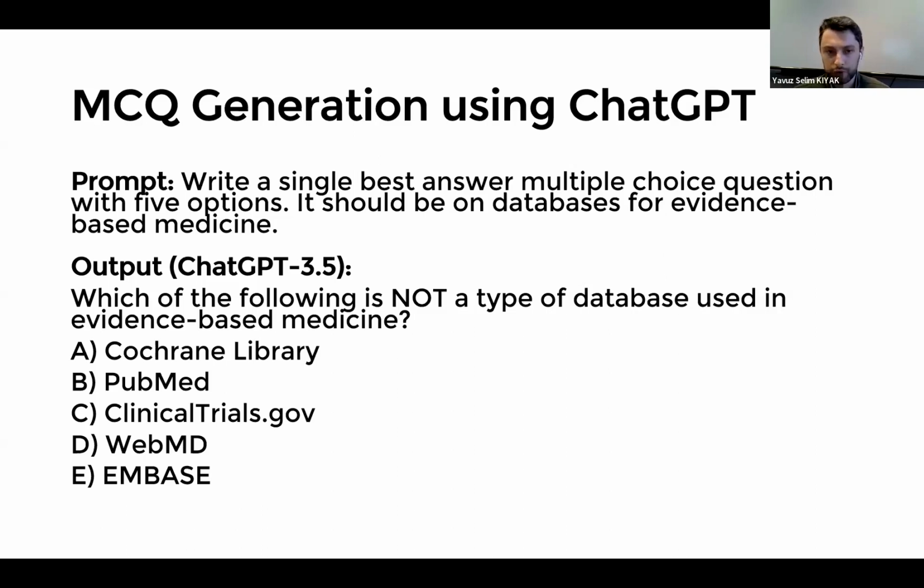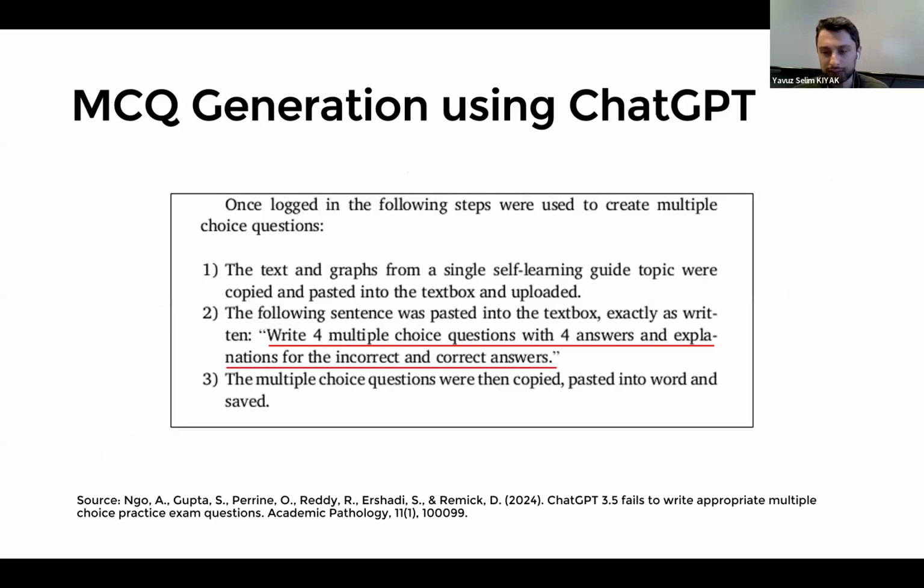Why did we use this prompt? It is because it was in the early months of ChatGPT. Prompt engineering information was not common, so we used this bad prompt. Another study used another not good prompt, which is: write 4 multiple choice questions with 4 answers and explanations for the incorrect and correct answers. If you use this kind of prompt, the output will be very superficial and not useful.